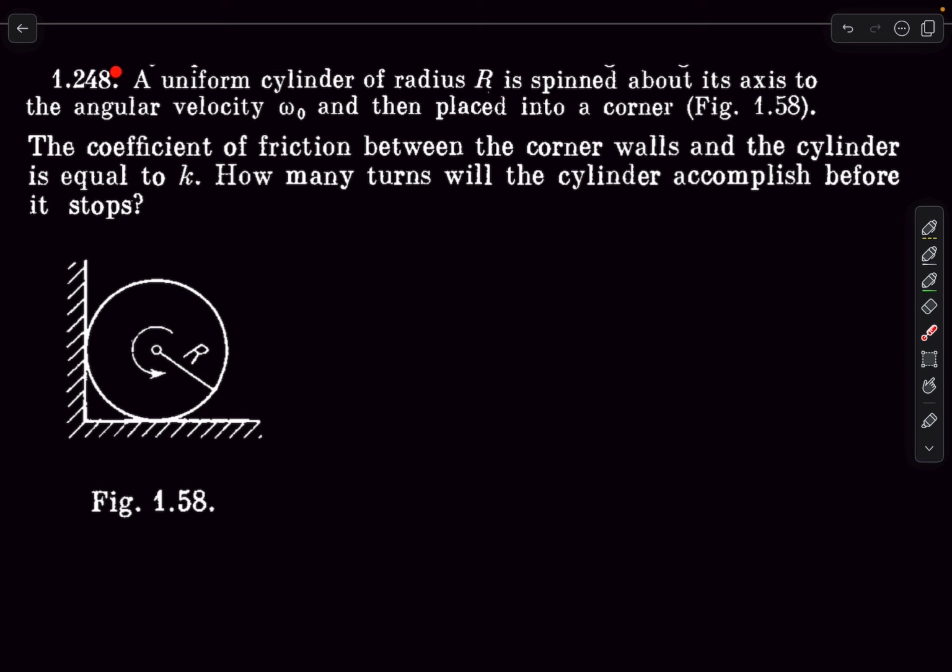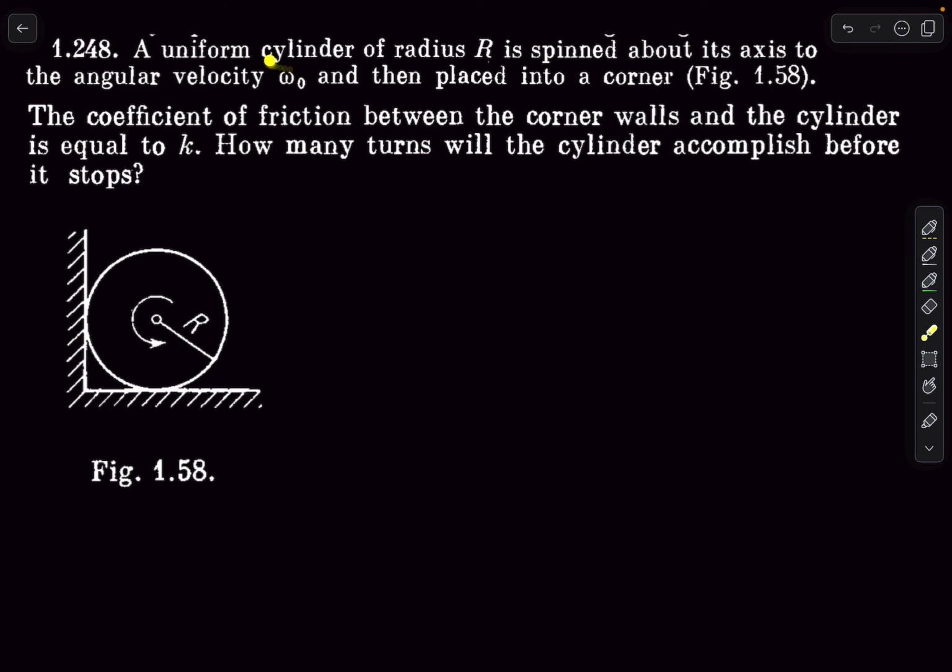Okay, so this is question 1.248 from Irodov. This was requested by a few of you guys. The question is, we have a uniform cylinder whose radius is r that is spun about an axis to the angular velocity of omega naught.